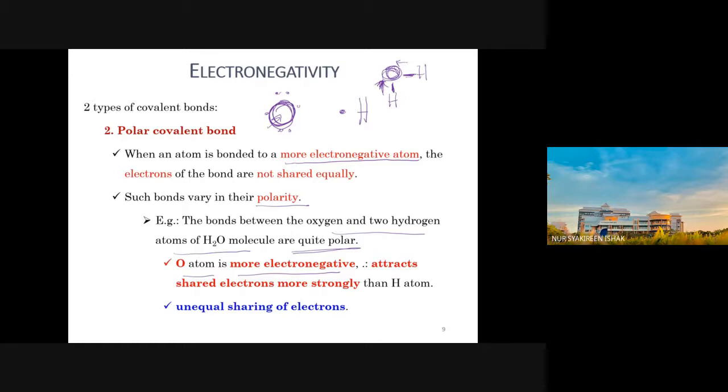It causes, in the water molecule, because oxygen will pull more electron towards itself, it has a partial negative charge. Because the electron of hydrogen is pulled towards the oxygen, the hydrogen will have a partial positive charge.